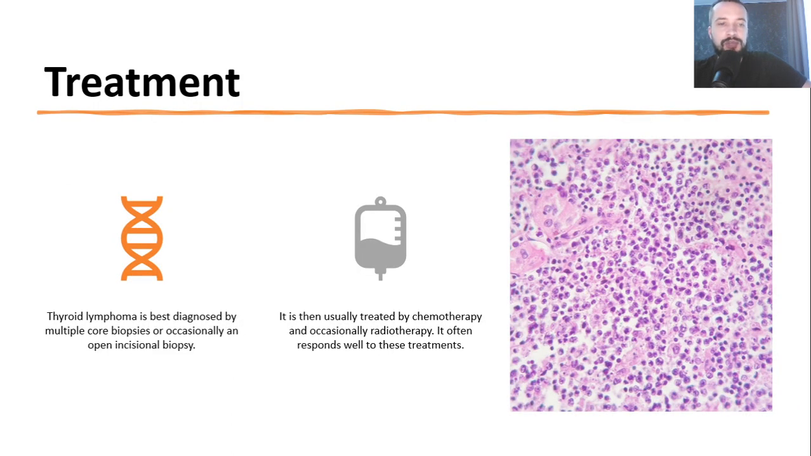Thyroid lymphoma is best diagnosed by multiple core biopsies or occasionally an open incisional biopsy. It is then usually treated by chemotherapy and occasional radiotherapy. It often responds well to these treatments.